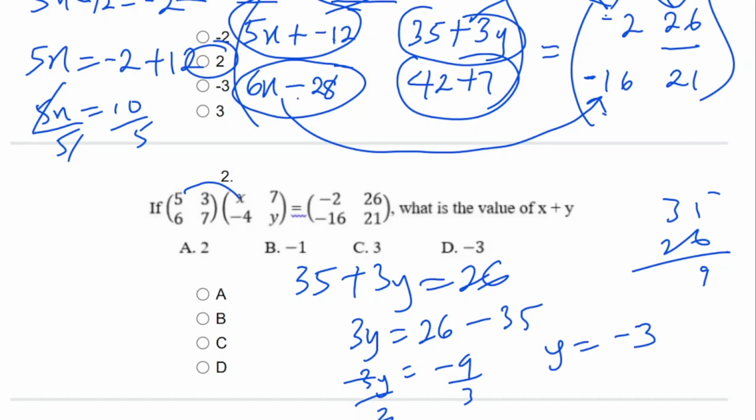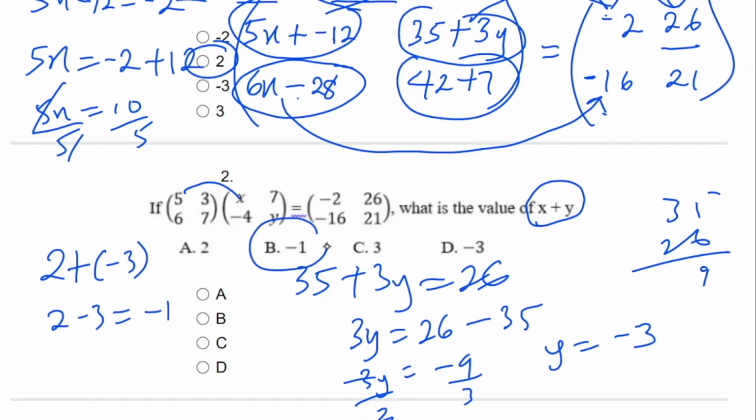So we now come back to the question. The question asks us to find the value of x plus y. So the value of x is 2 plus y, which is minus 3. So that will be 2 minus 3. That's equal to minus 1. So the answer is B. I hope that is clear.